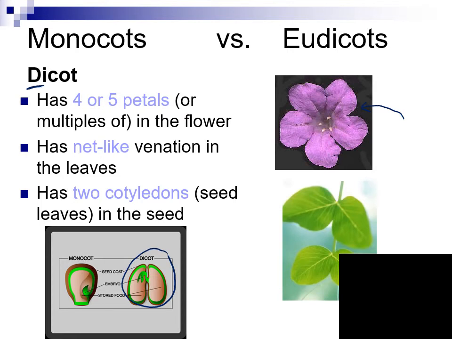And then if you were to look at the leaf of a dicot, you can see that it's going to have a vein down the center, but it's going to have net-like or branching veins because it has veins branching out like this, and many times more branches off of those. And so that's what we call net-like venation, which you would find in dicots.